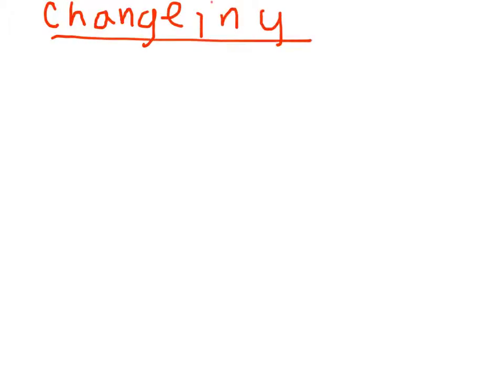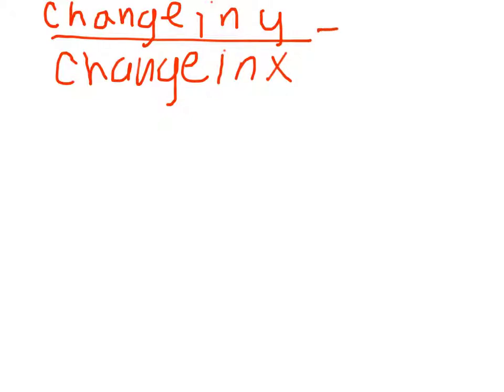So today we're going to learn about slope. This is chapter 1, section 4. So the definition of slope is that it is the change in y over the change in x. That is also known as the rise over run.